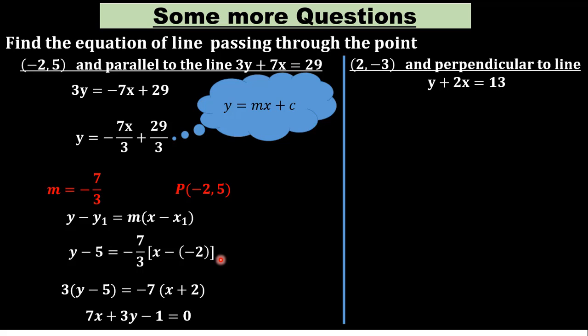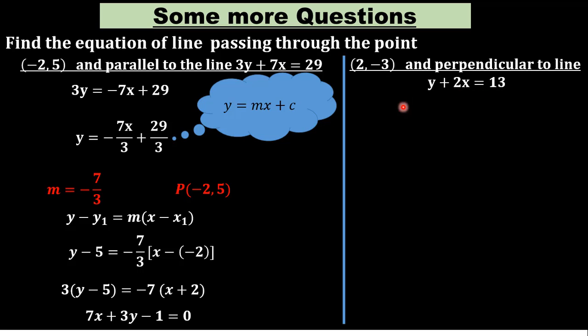Students, you may be given another situation, that is, find the equation of the line passing through the point (2, -3) and perpendicular to the line y + 2x = 13. Instead of parallel here, this line is perpendicular to the line whose equation we have to come up with, and that line is passing through the point (2, -3).